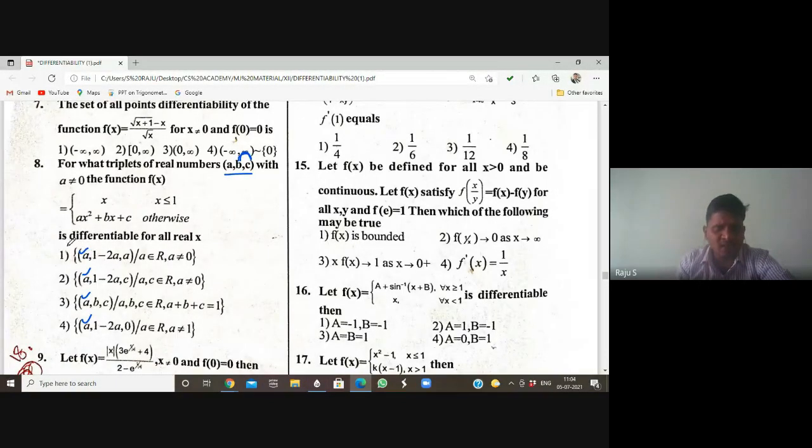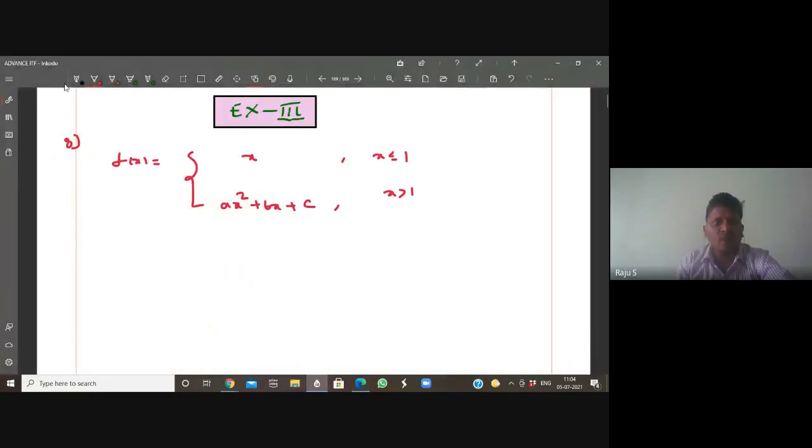Clearly they mention the given function is differentiable, which means what? At x is equal to 1, the left hand derivative f dash of 1 minus should be equal to f dash of 1 plus. Shall I take it like that? Left hand derivative at 1 should be equal to right hand derivative at 1.